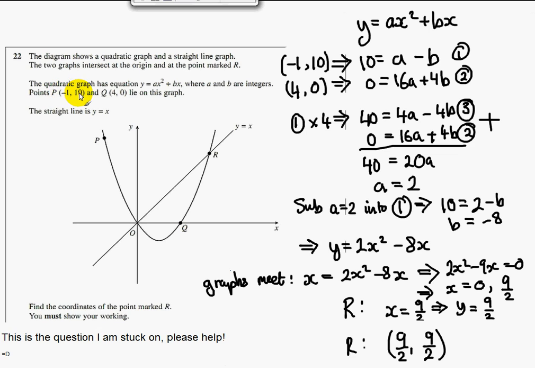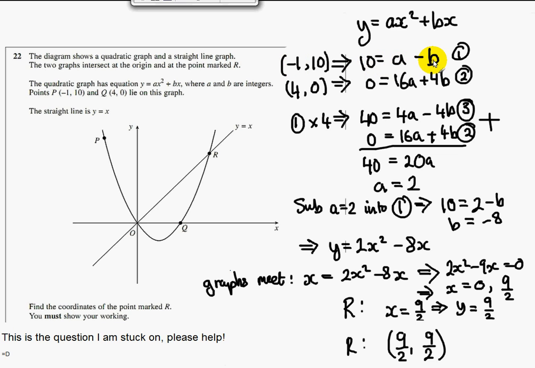So if I substitute (-1, 10), which means x is minus 1 when y is 10. So when y is 10, x is minus 1. Minus 1 squared is 1, so that makes it 1a, and minus 1 times b is just minus b. So from this coordinate, you get 10 equals a minus b.